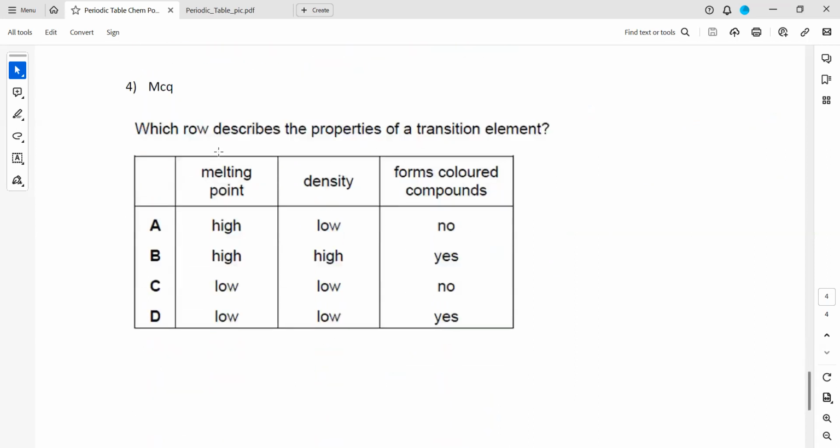In question 4, which row describes the properties of the transition elements? Melting point should be high. Density should be high. Do they form colored compounds? Yes. The elements or their compounds are also catalysts. So which one does it match with? It matches with option B.